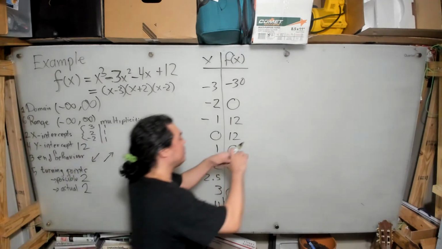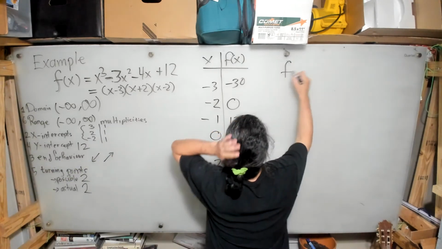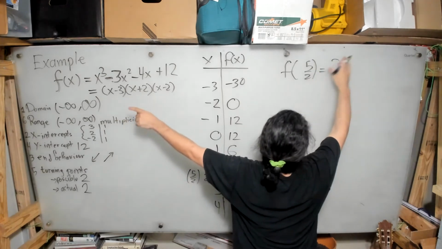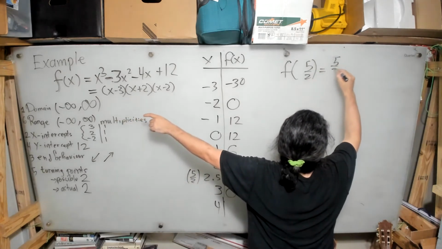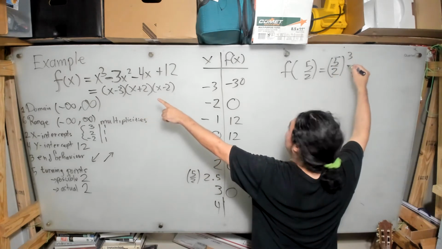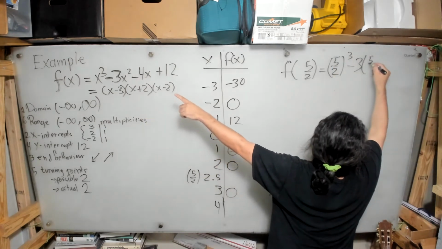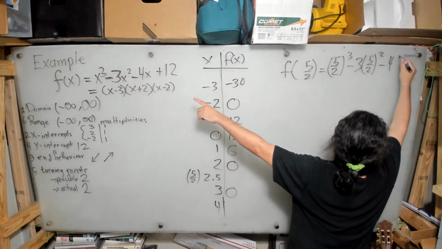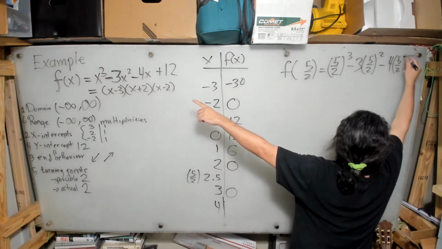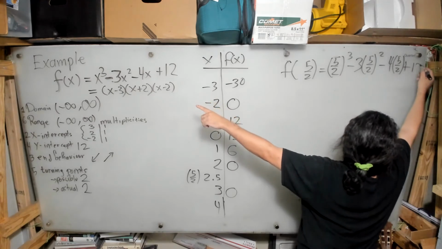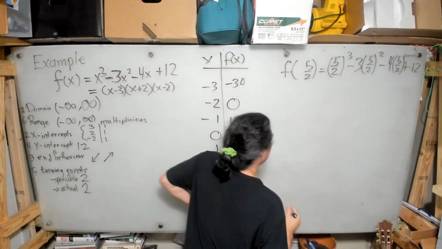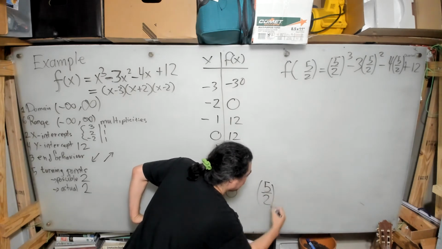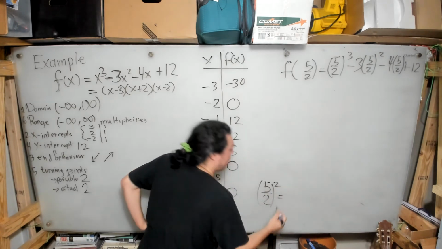So what I'm going to do is I'm going to do this. Watch this. So f of 5 halves is equal to 5 halves cubed minus 3 times 5 halves squared minus 4 times 5 halves plus 12. Okay? Now, down here, you can already tell I'm going to need to know what 5 halves squared is and what 5 halves cubed is.